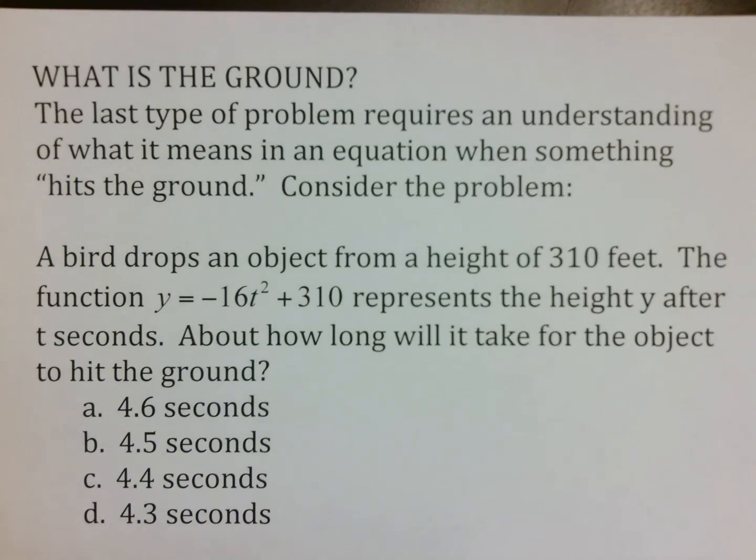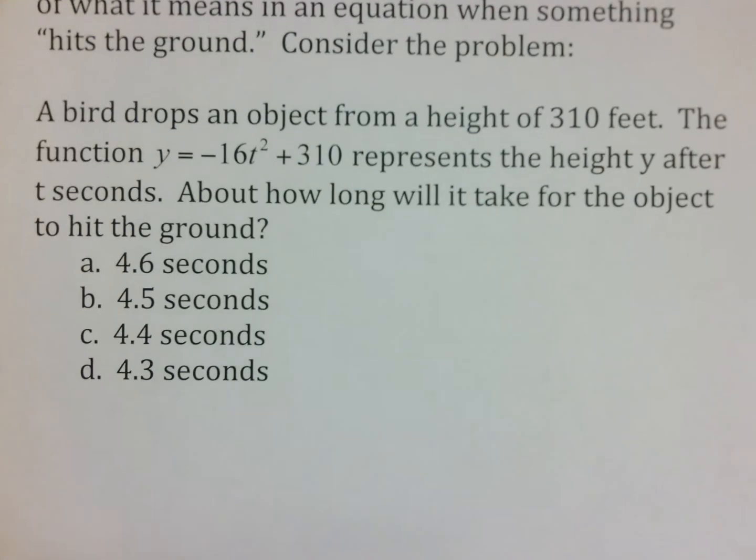And the last thing we want to talk about is what is the ground. Now, that's not a real question. We obviously know what the ground is, but this last type of problem means that the only way you can answer it is if you understand what hitting the ground means. And so we're going to see a question like this where you have to think a little bit. It says a bird drops an object from a height of 310 feet. The function y equals negative 16t squared plus 310 represents the height y after t seconds. About how long will it take for the object to hit the ground?